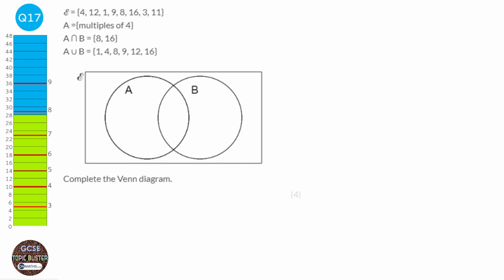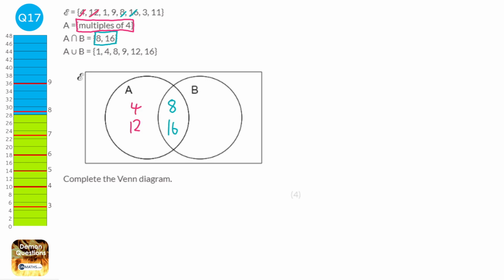We're going to start by focusing on the A and B, which is 8 and 16, so in the middle is going to be 8 and 16. The next thing we're going to focus on is the fact that A is all the multiples of 4. Now 8 and 16 have both already been taken because they're in the middle, so the remaining multiples of 4 are the 4 there and the 12 there.